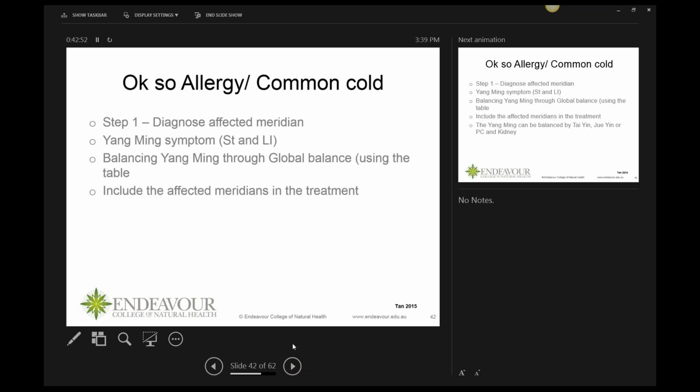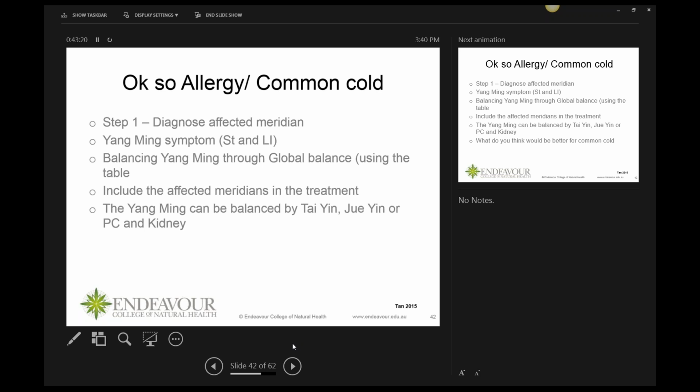So we include our affected meridians in the treatment. For this one, we'll include our large intestine and stomach. And they can be balanced, I'll save you the work, by the Tai-Yin, or the Jue-Yin, or a pericardium and kidney. So if we're treating a common cold, which of those do you think is more common that we'd want to pick for the common cold?